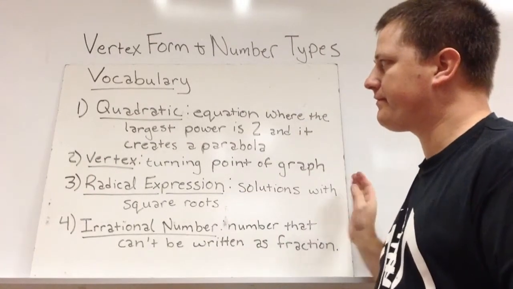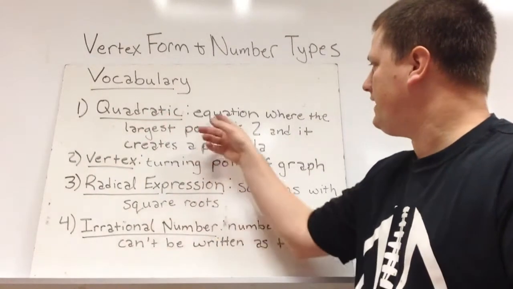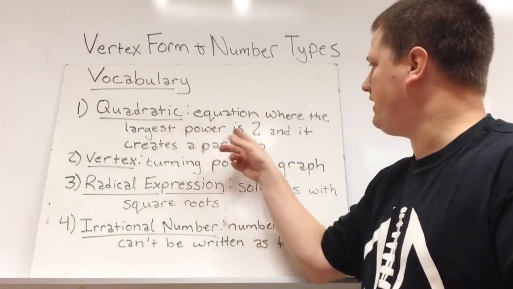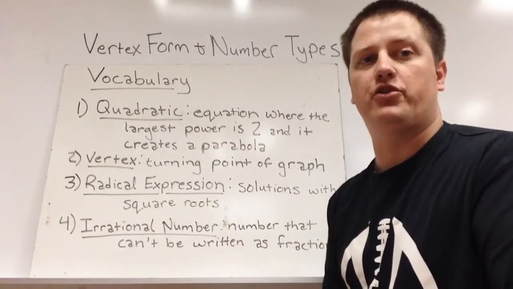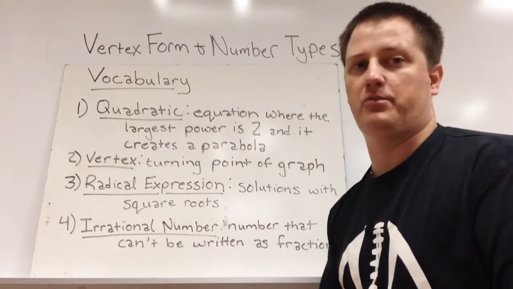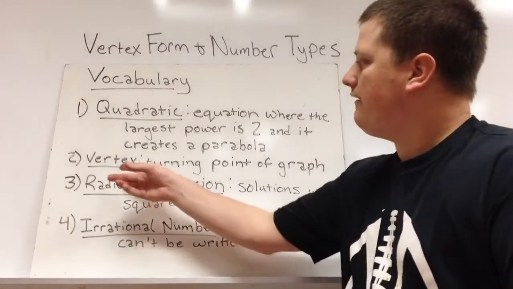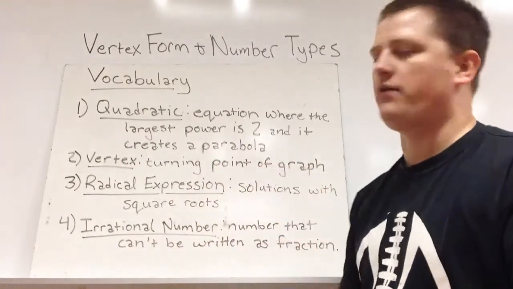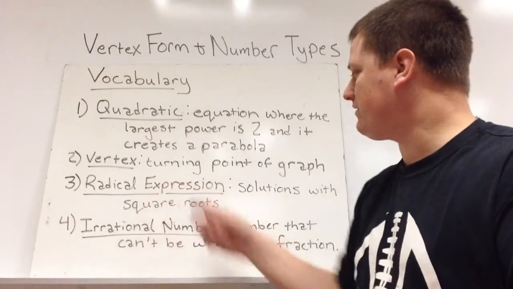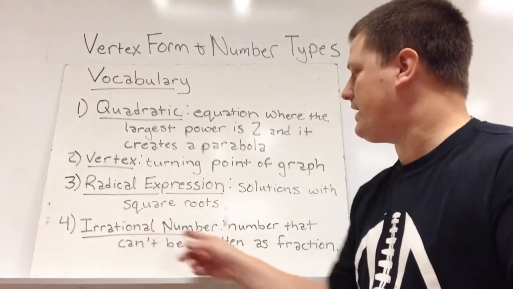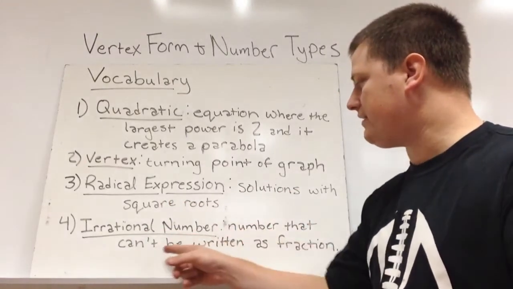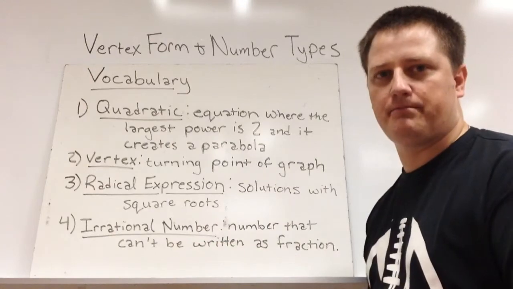Vocabulary. Quadratic: equation where the largest power is 2 and it creates a parabola. So we have a power of 2 in the problem, and that's the biggest exponent there is. Vertex: turning point of a graph. Radical expression: solutions with square roots. Irrational number: number that can't be written as a fraction.